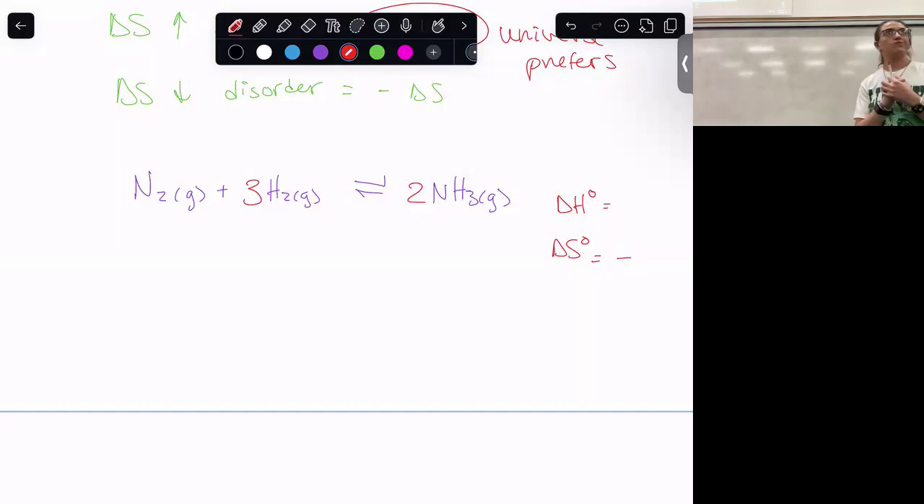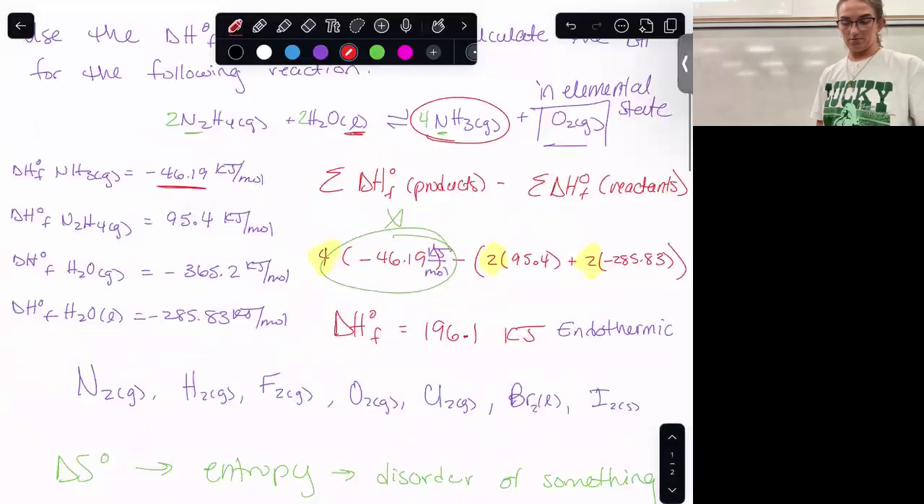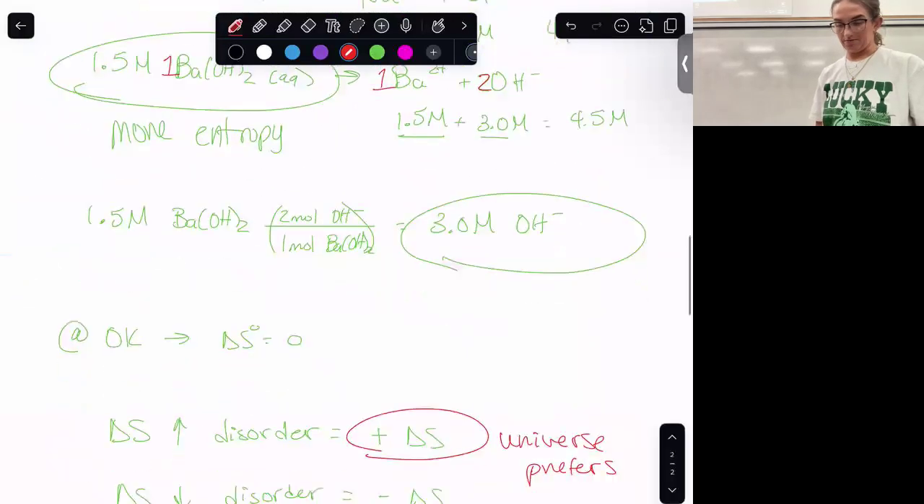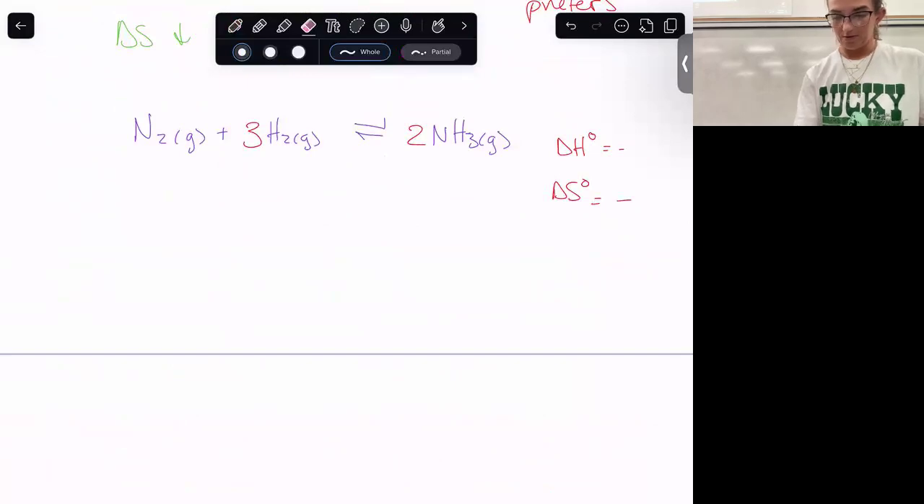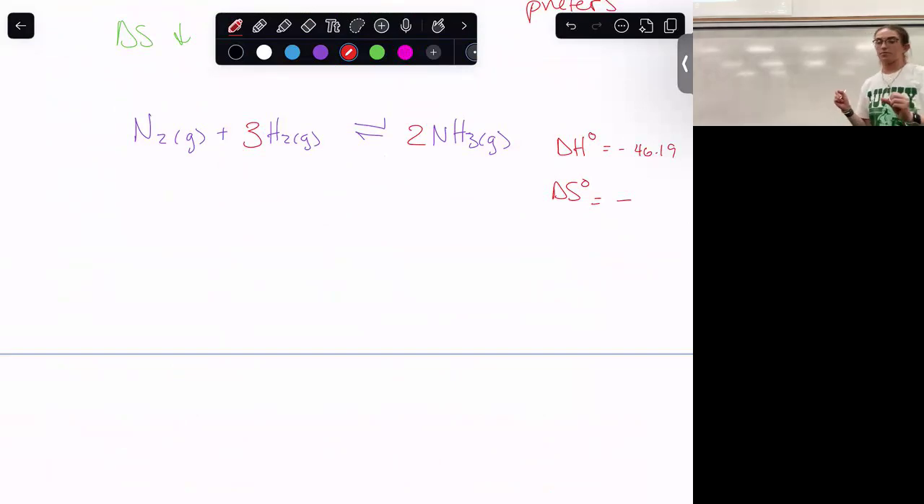What about delta H? I did tell you what delta H was. I told you that delta H was negative, what, 94 point something? 46.19. Okay, so I did tell you that delta H is negative. How you would predict this is just based off of how many bonds are being broken, and which bonds are being formed.